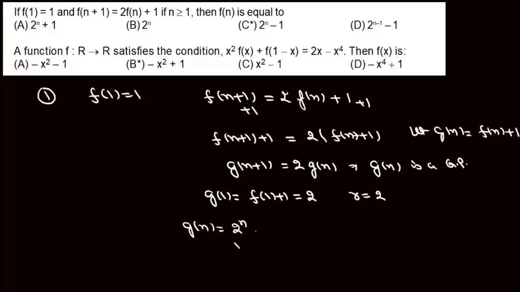Now g(n) is f(n) + 1, which means here f(n) is 2 to the power of n minus 1. And this second question we have already solved, and we know that this is 1 minus x square. So answer to this first question is C, and the second question is B.